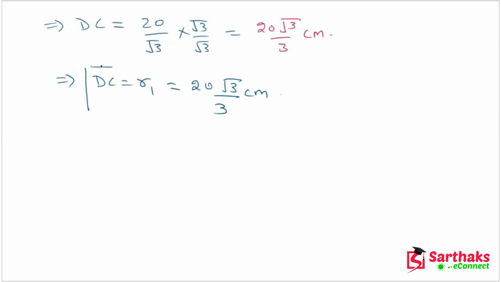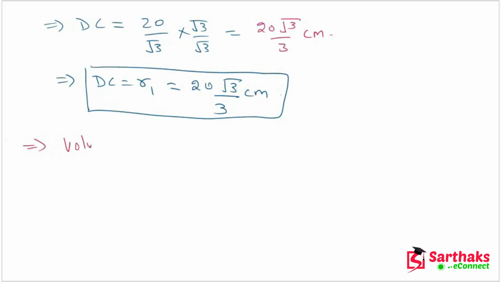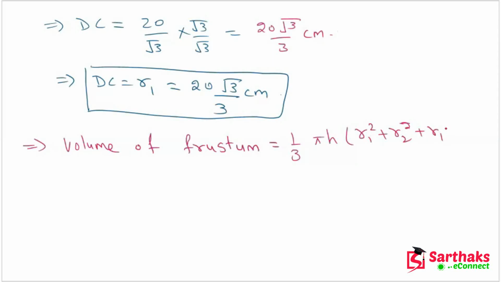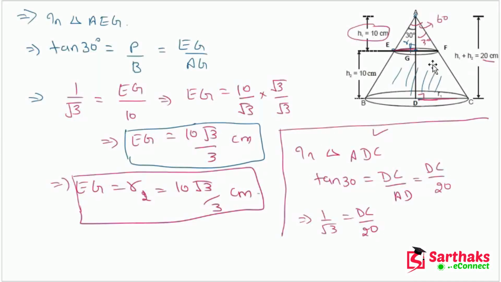So we have R1 and R2. Now my dear friends, we have to find the volume of the frustum. So the volume of the frustum is equal to, we know that, 1 upon 3 pi h into (R1 square plus R2 square plus R1 R2). Now the height of the frustum is 10 centimeter. This H is the height of the frustum.